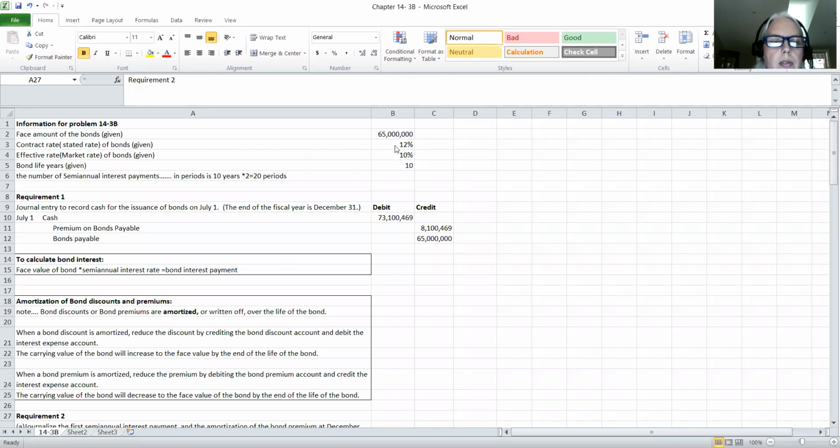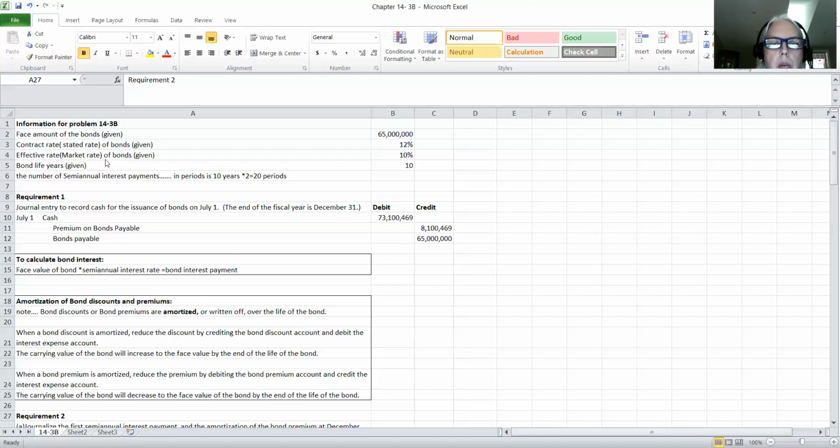The face value is $65 million. In this problem, the contract rate of interest, or the stated rate of interest, is 12%. This 12% would have to be divided by 2 because it is the interest rate that we will be using to calculate semi-annual interest off of these bonds. So we're going to be paying interest semi-annually on the bonds. So we would divide 12% by 2, which will give you a 6% interest rate per period on the bonds.